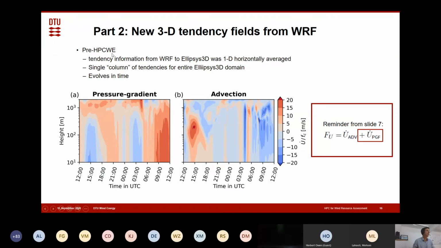So pre-HPCWE, we would look at a location and find out how the pressure gradient changes in time. In these graphs, we're going from 12 o'clock to 12 o'clock the next day. You can see the height here, and how the pressure gradient is changing with time. But remember, it's a single column changing. And then we have the advection term here, which is also showing what is occurring for the single column, which is used to force the LES code.